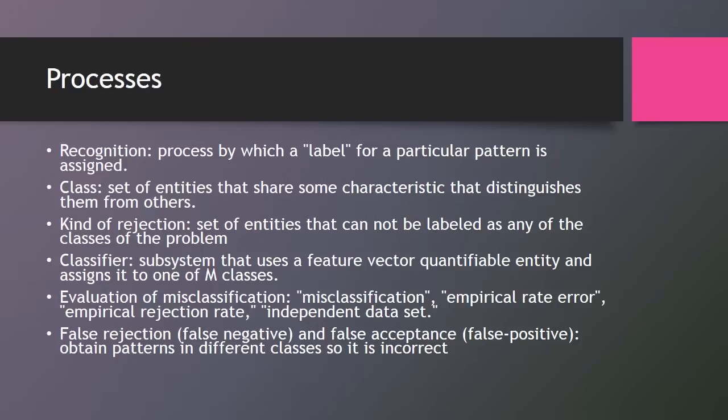The evaluation of misclassification: empirical error rate, or empirical rejection rate, or an independent dataset. False rejection and false acceptance obtain patterns in different classes, so it is incorrect. The patterns that describe objects of different kinds present different characteristics.